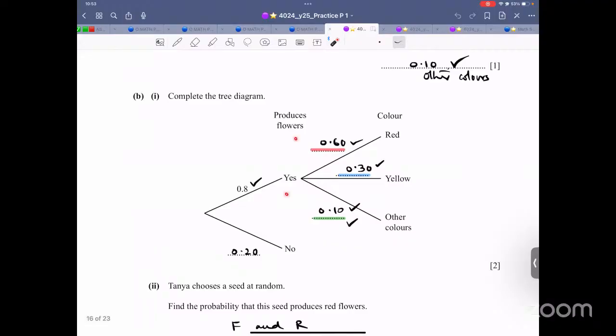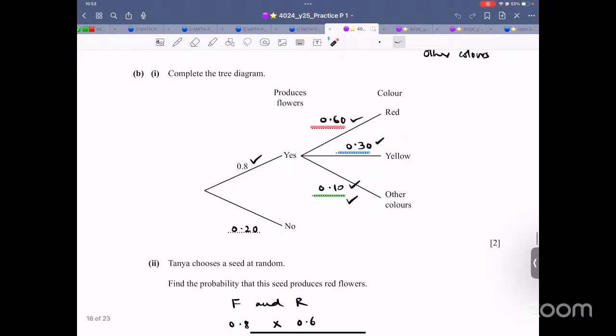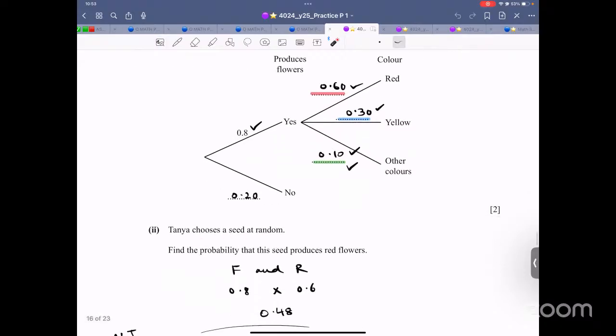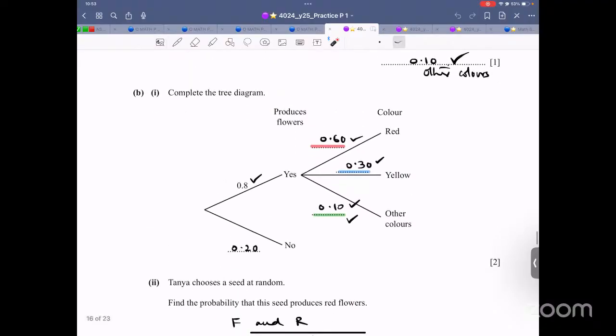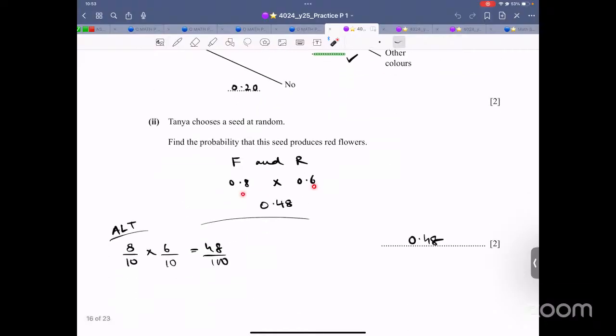So produces flower, yes and no. Color: red, yellow, other color. So Tanya chooses a seed at random. Find the probability the seed produces a red flower. So it has to produce a flower and it has to be of red color. So this is 0.8 times 0.6. That is the answer. 0.8 can be written as 8 over 10. 0.6 can be written as 6 over 10. 8 times 6 is 48. 48 divided by 100. So that is an easy, short way of checking the answer.